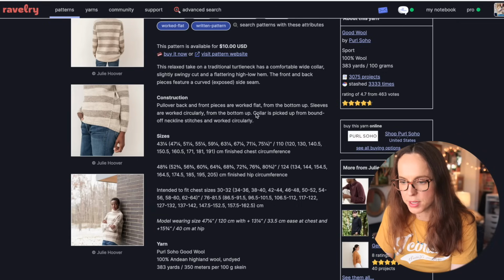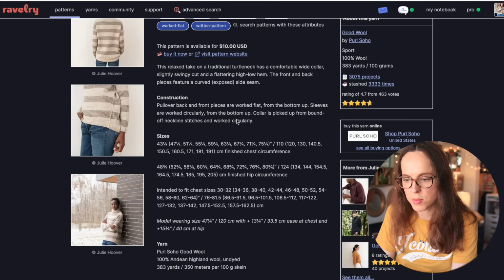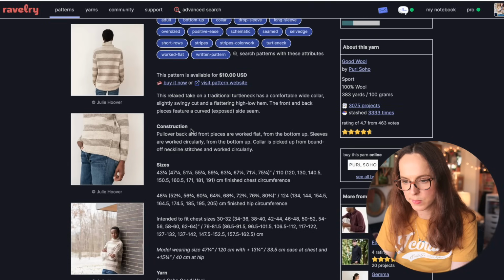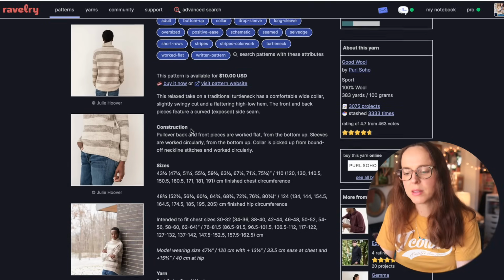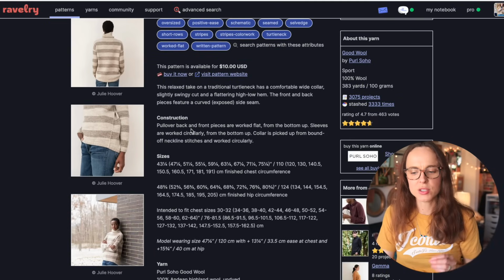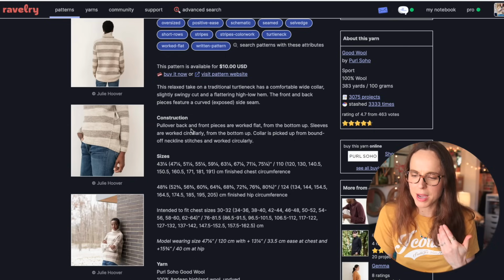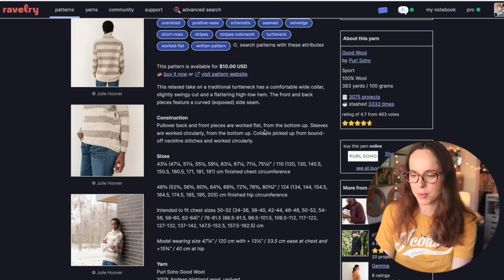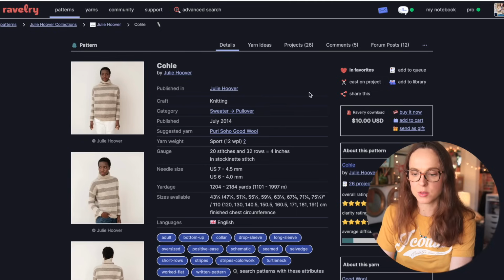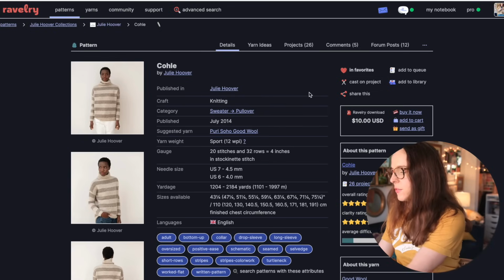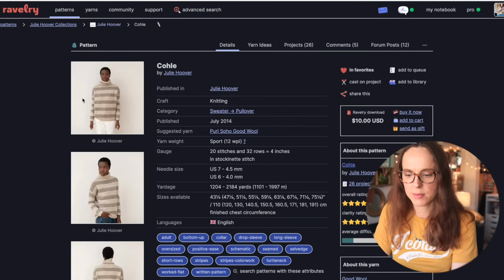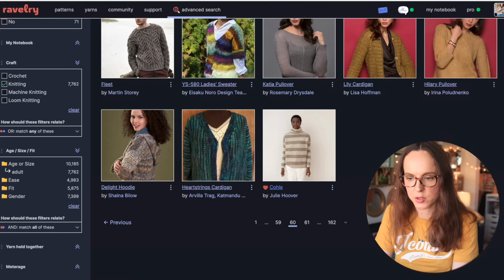You can see that. It has kind of an outer exposed seam. Pullover, back and front pieces are worked flat from the bottom up. Sleeves are worked circularly from the bottom up. Collar is picked up from bound off neckline stitches and worked circularly. I love that the sleeves are worked circularly. The idea of knitting a sleeve flat, I don't like that. Body, front and back, I've yet to do it, but I could get behind that. But I'm sorry, that is absolutely lovely. And that's going to end it for drop shoulder because I think that is a fantastic looking drop shoulder.